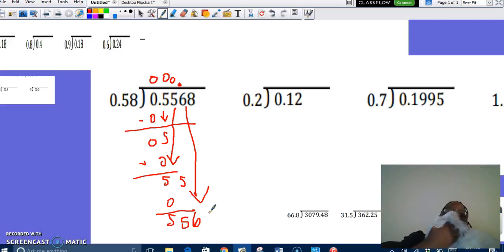So we have 58 will go into 556. I know half you guys are sitting there telling me, Mrs. Hurd, that's not on the multiplication chart. No, it's not. So, guess what? There are some techniques that we can use.